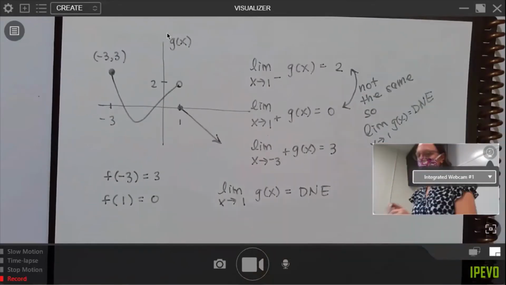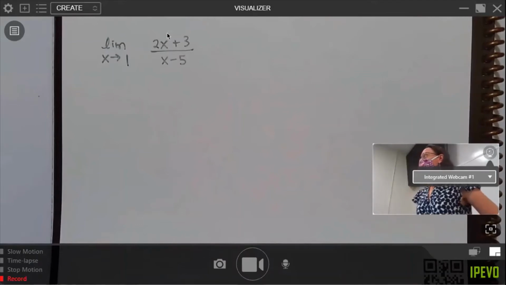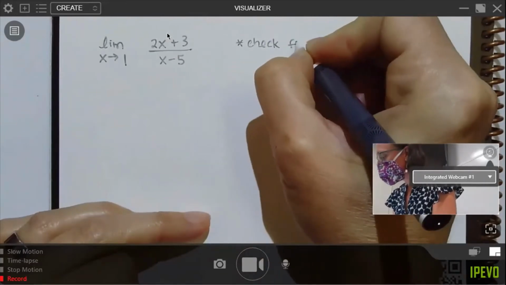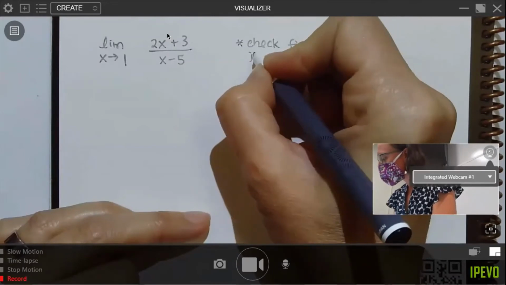If you can just plug in the number and get an answer, it's always the first thing that you should check. So when we're doing limit problems, check first. Just plug in the number.